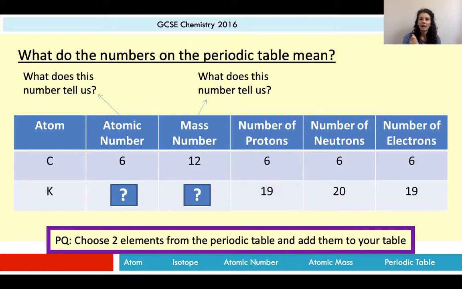That means I can work out the atomic number, because if there are 19 protons, then I know that the atomic number is 19, because the atomic number is the number of protons. There we go, 19. And the mass number, remember, is the number of protons and the number of neutrons. So I would just add this number here to this number here. That would give me 39.